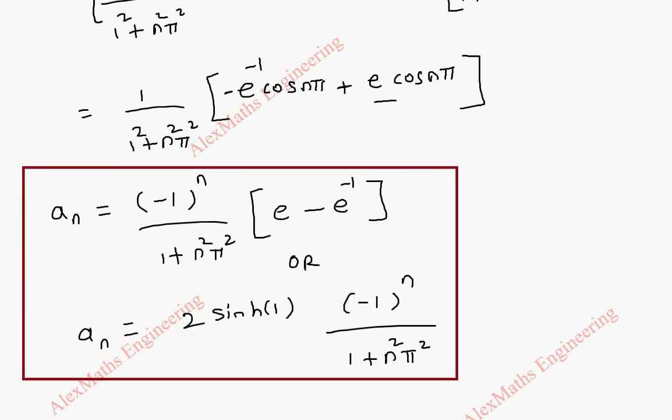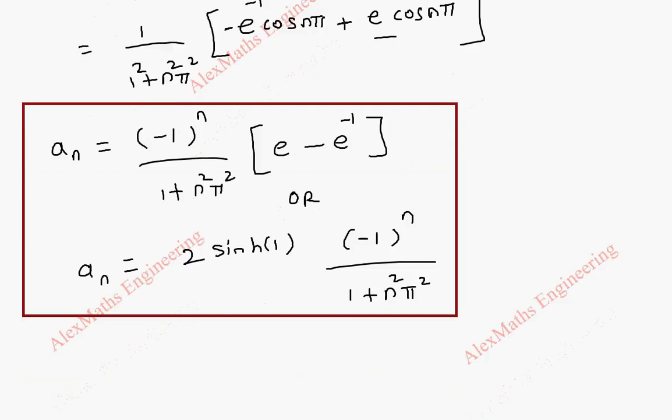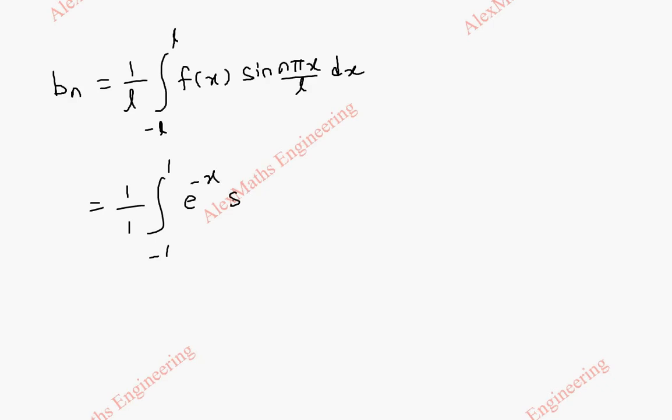In the same way, I have to get bn. Now bn, the formula is bn equal to 1 by L integral minus L to L of f of x into sin n pi x by L dx, and L is 1, so 1 by 1, integral minus 1 to 1, f of x is e power minus x, and here L is 1, so sin n pi x alone.